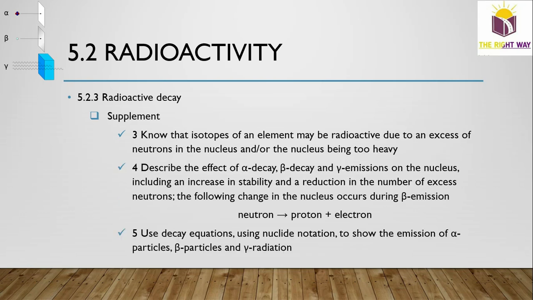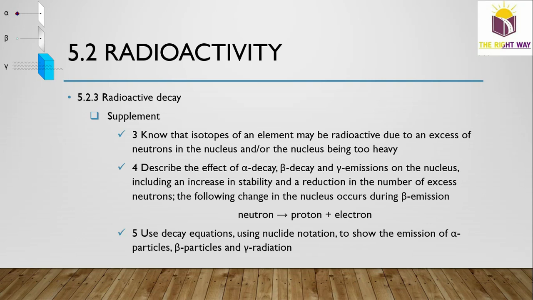In the supplement topic, we are going to discuss that the isotopes of an element may be radioactive due to an excess of neutrons in the nucleus and the nucleus being too heavy. Describe the effect of alpha, beta and gamma emissions on the nucleus, including an increase in stability and a reduction in the number of excess neutrons. The following changes in the nucleus occur during a beta decay: a neutron changes to a proton plus an electron.